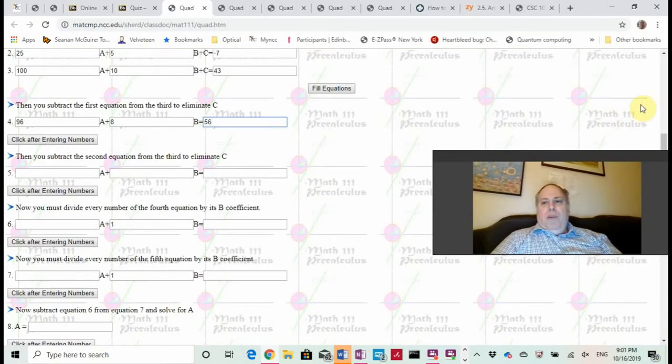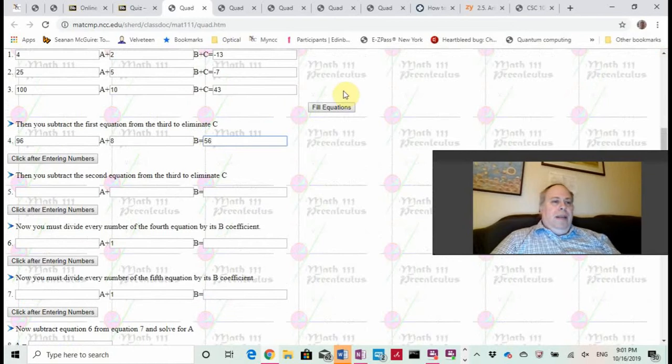So we'll be able to solve only with a and b. Now, the next part is going to be to take equation 2 from equation 3. So instead of 4, we're going to subtract 25 from 100. So we're going to have 75 a's.